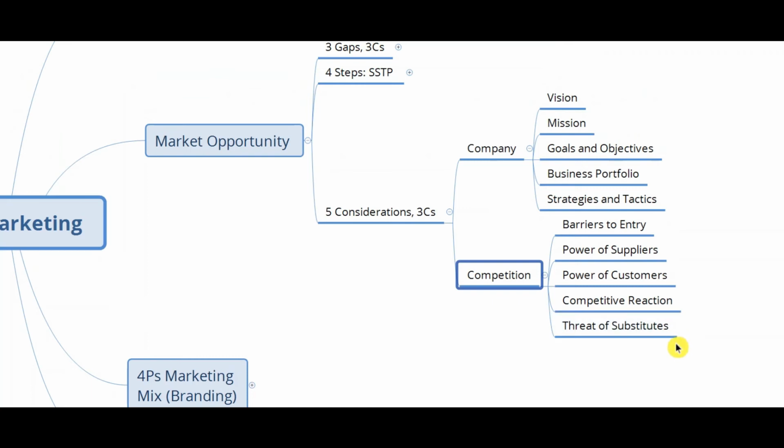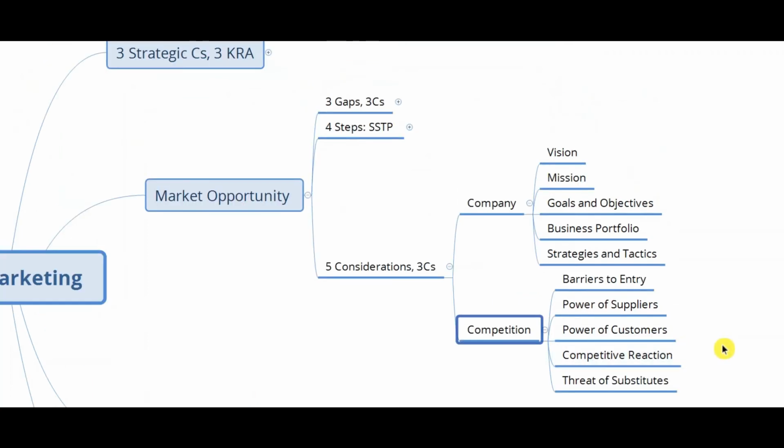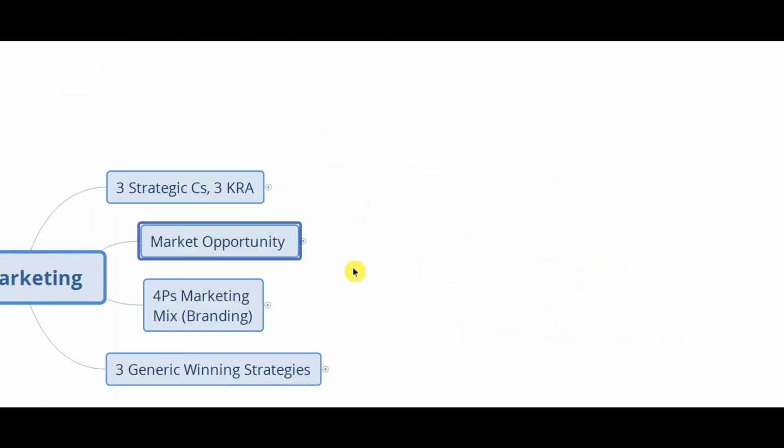Substitutes. Okay, so this bulk explains all the things related to when there is a market opportunity, what you do when there's a market opportunity, and what you consider when there's a market opportunity. So that's the second bunch of concepts in the model.